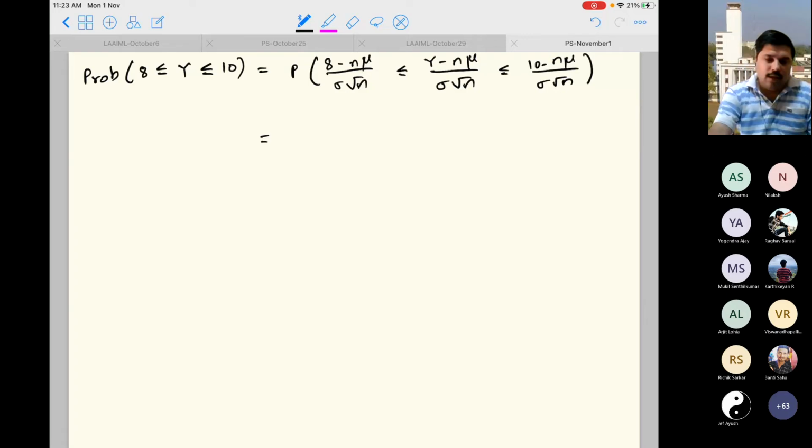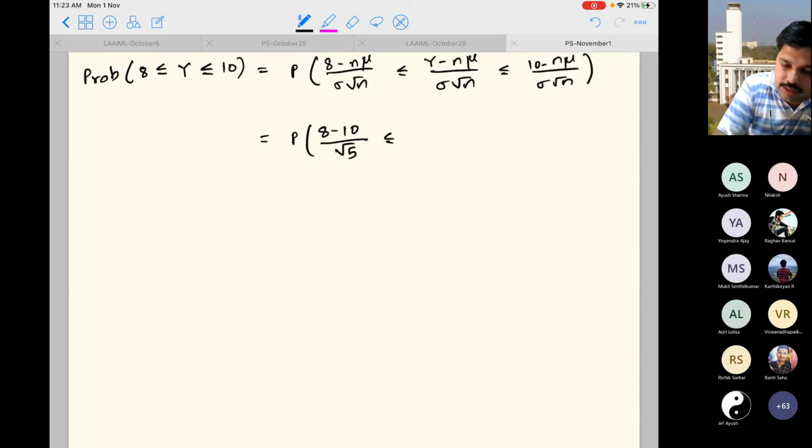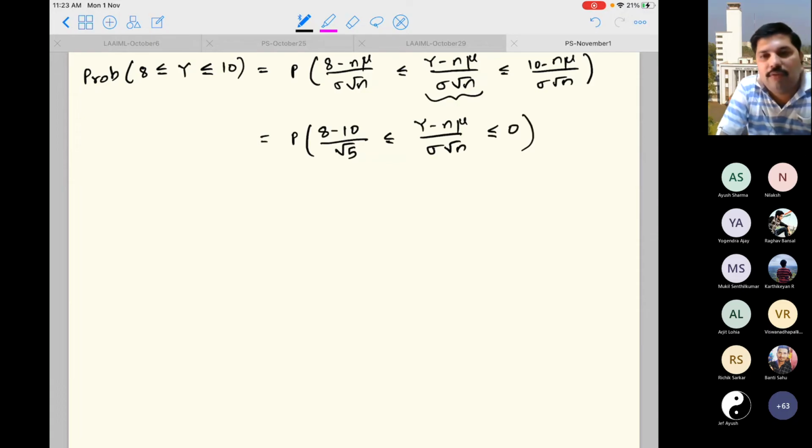So when I do this, what will I get further? What is n mu here? N mu is 10. What is sigma root n here? It is root 5, correct? Less than or equal to, what is this random variable sitting over here? I have this as my Sn star, and 10 minus 10 will be 0 here.